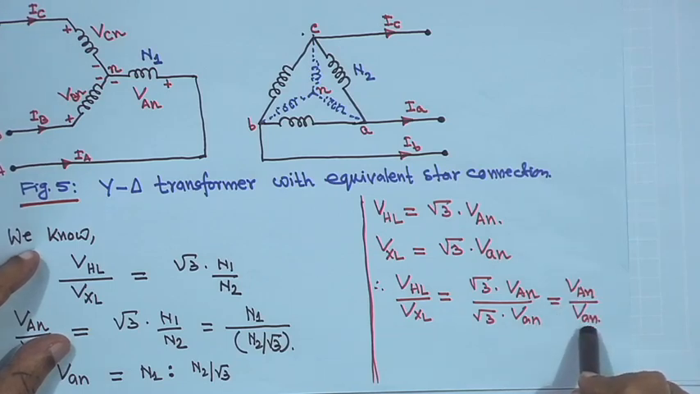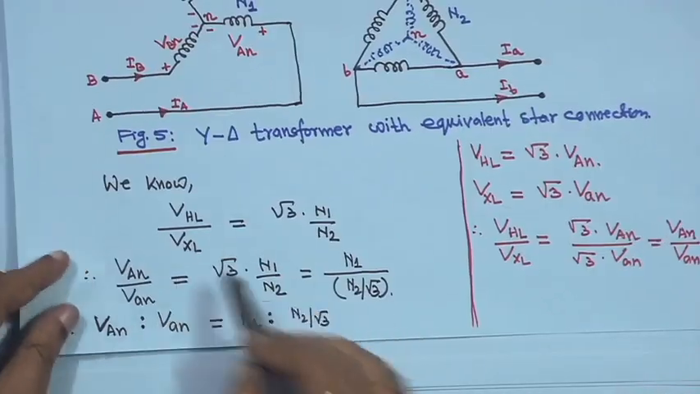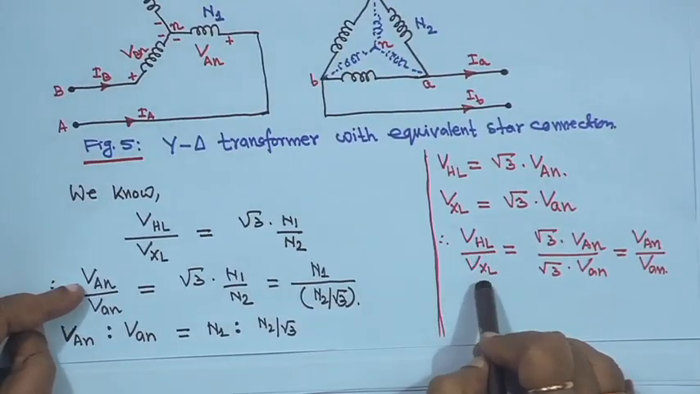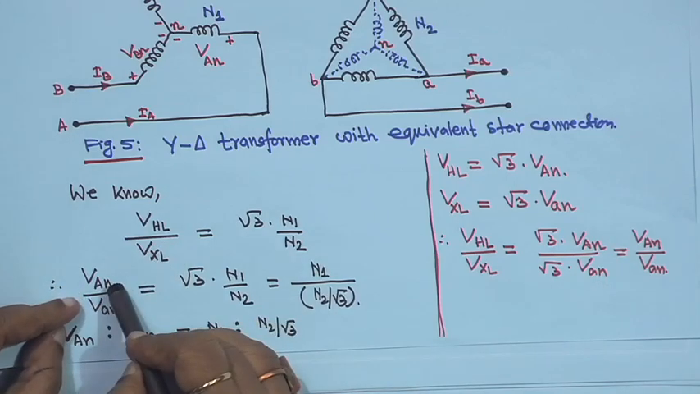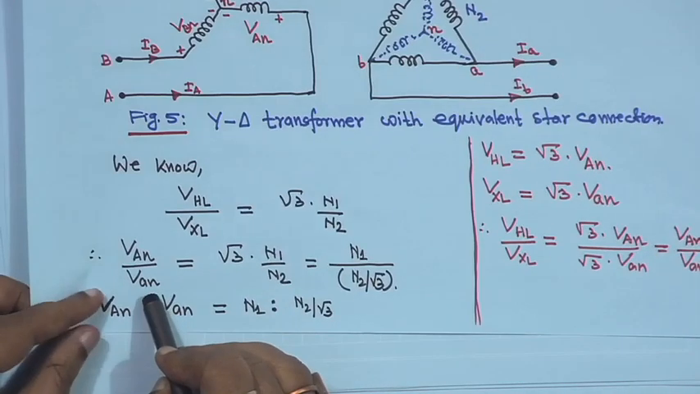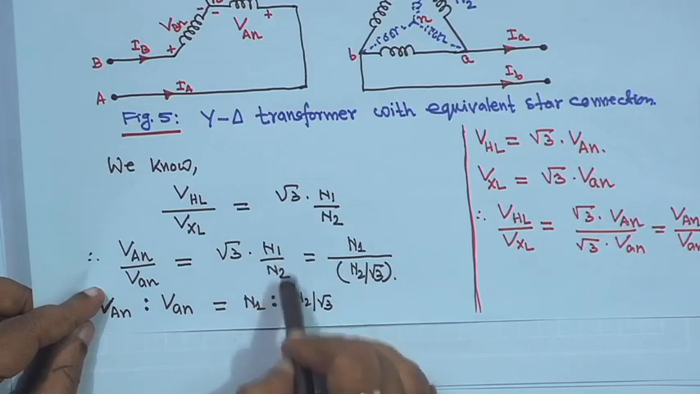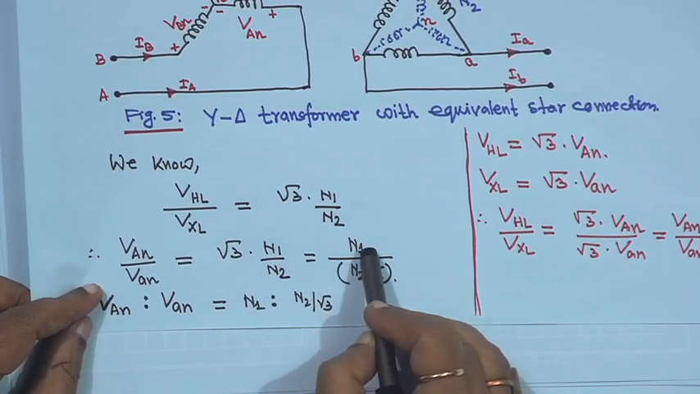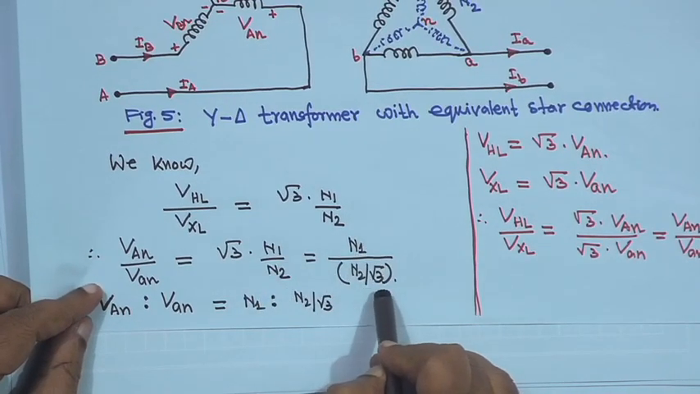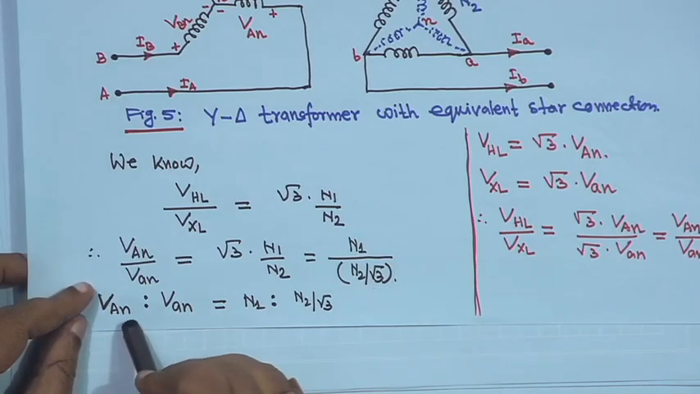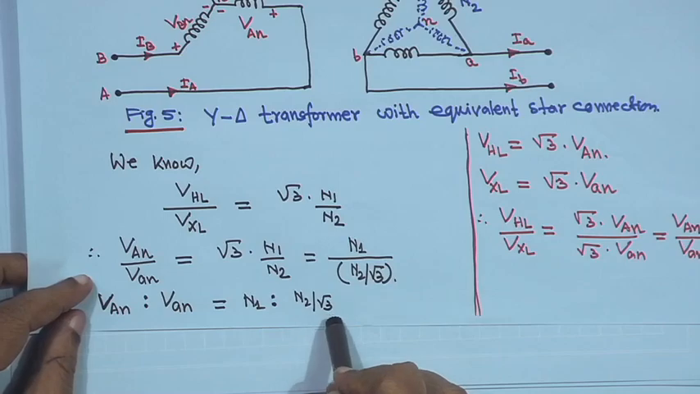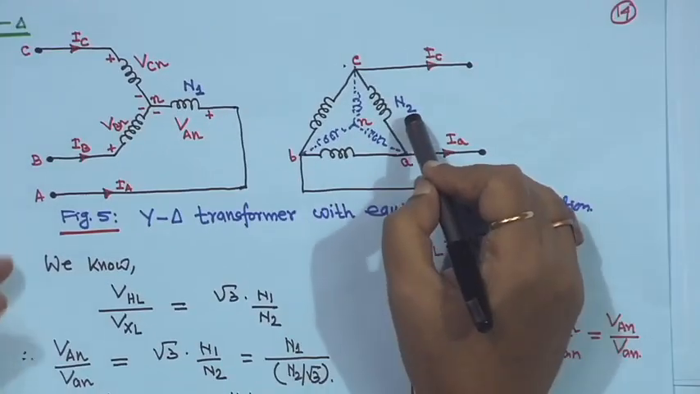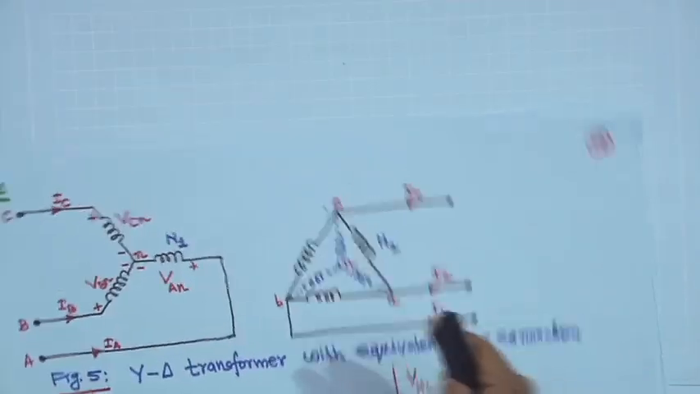This much you have understood. Therefore, VHL upon VXL is equal to capital Van upon van, which is equal to root 3 into N1 upon N2. That means it is N1 divided by N2 upon root 3, that is, Van is to van as N1 is to N2 upon root 3, as if this turn was N2 upon root 3. The meaning is something like this.